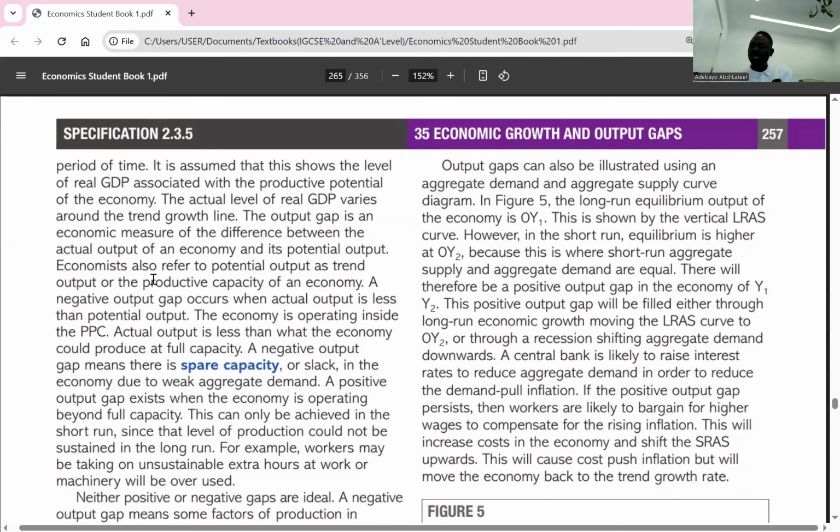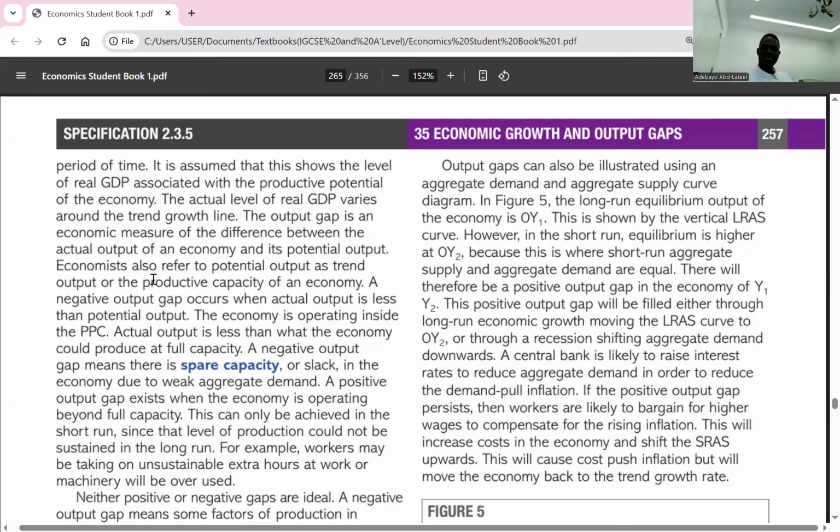So I'm just going to explain the output gap. We have negative output gap and positive output gap. Why do we call it negative output gap? We call it negative output gap because the actual output is less than the potential output. That means the economy is operating below the trend level. The trend is the potential. So it is negative because we are below. Do you understand? We are unable to reach our full potential. That is a negative output gap.